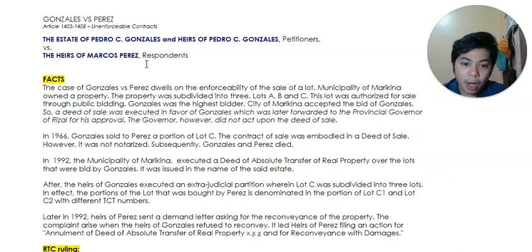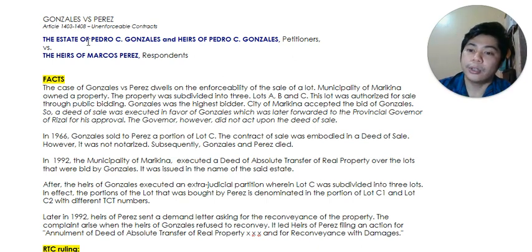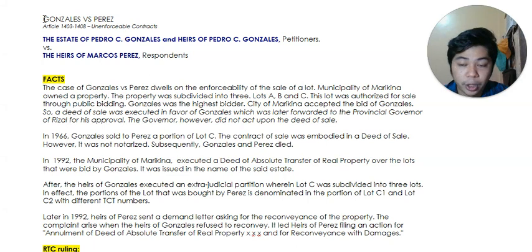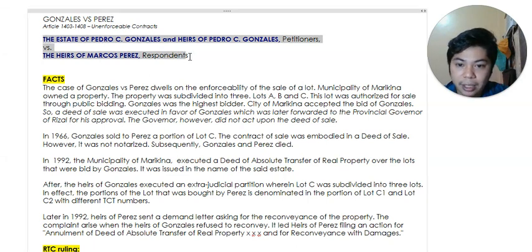In order to really check whether you have read or not, I would actually know because of the wordings that you have used. So this case is about Gonzalez versus Perez. This is about unenforceable contracts, from Article 1403 to 1408. Basically, you need first to put the title of the case. So this is the complete title of the case.